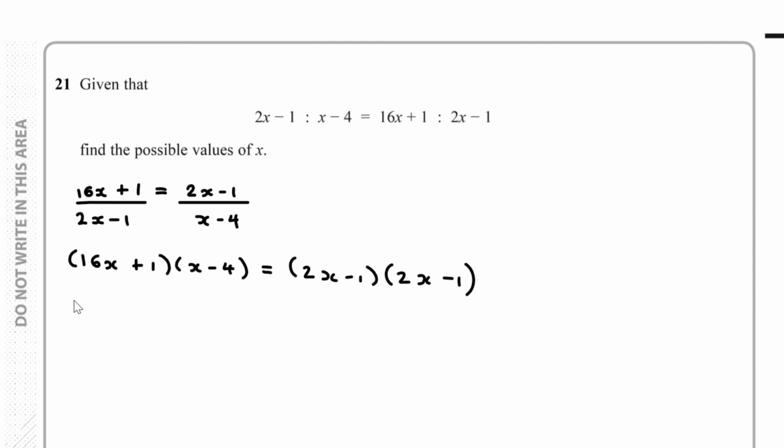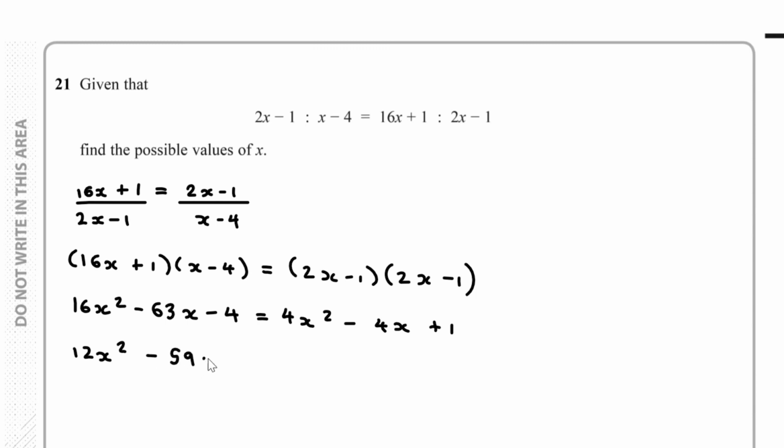So on the left hand side we get 16x squared. Now here we've got 16x times minus 4 plus 1, so that's going to be minus 59x, or rather minus 63x, and then 1 times minus 4, that's minus 4, and this is equal to 4x squared minus 4x plus 1. So if I take everything over to one side, we've got 12x squared minus 59x minus 5 equals 0.